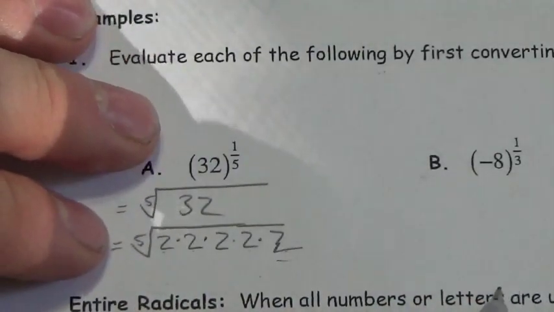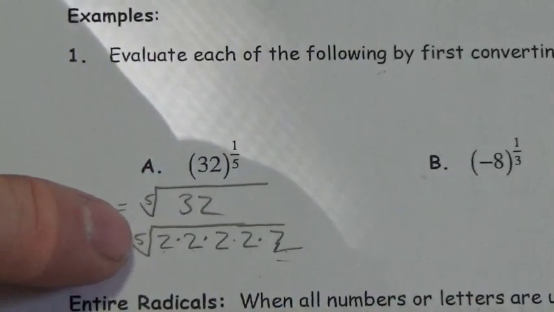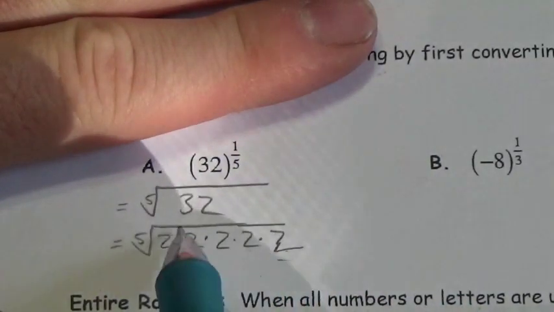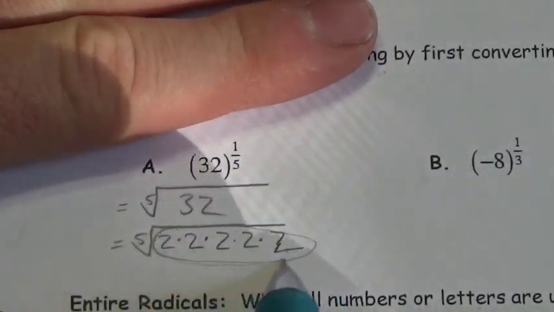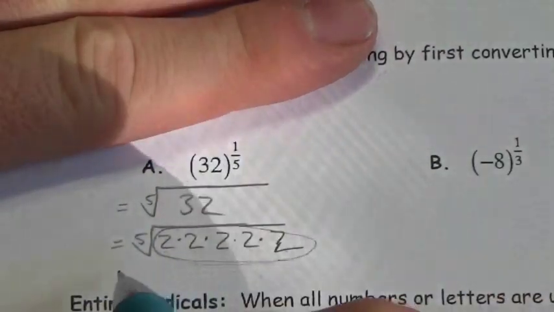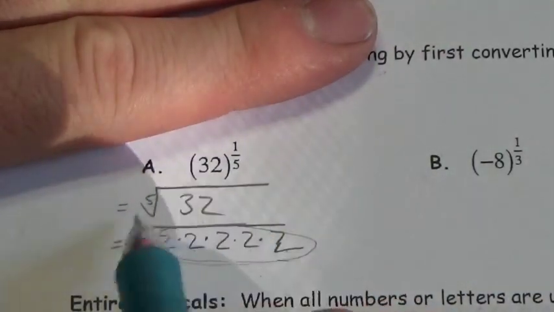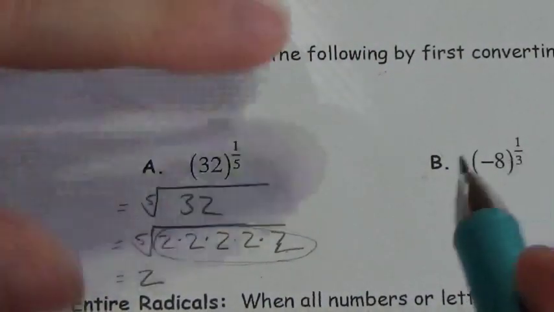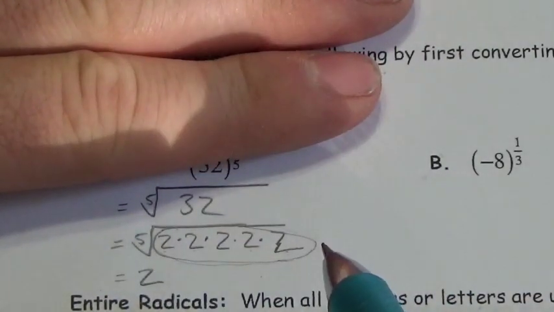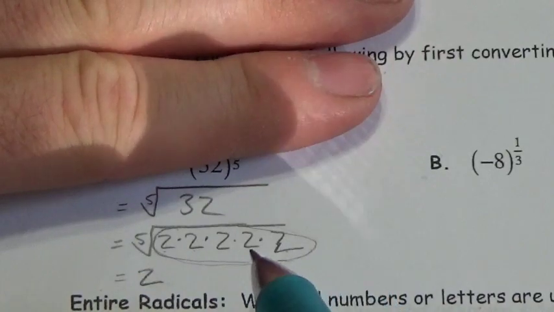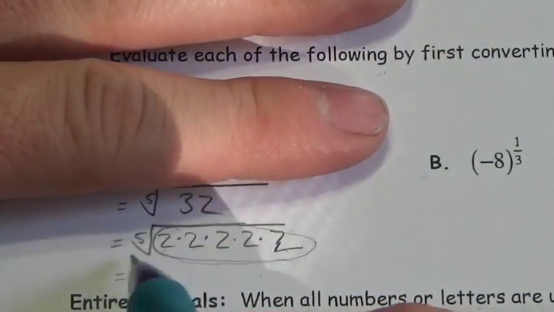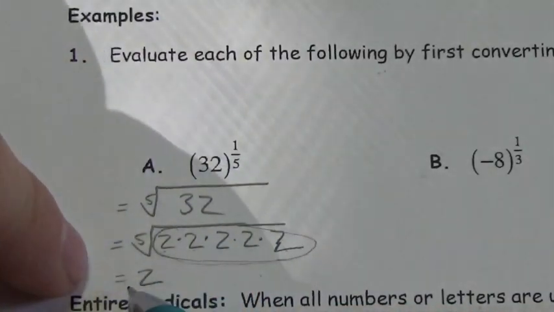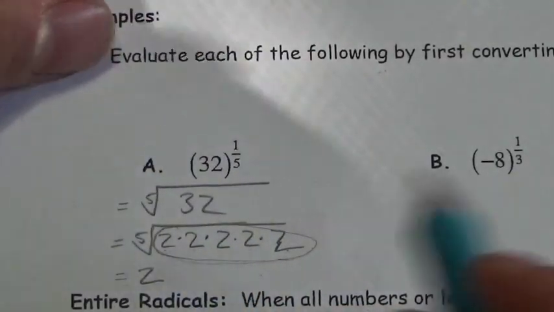Okay? Now think about what this root is doing here. This 5th root is saying that I'm supposed to take groups of 5. Every group of 5 prime factors becomes a single value out front of the radical. Now in this case, all I had under the radical was 5 2's, so that means every one of those things got pulled out as this single 2. The 5th root of 32 is in fact just 2.